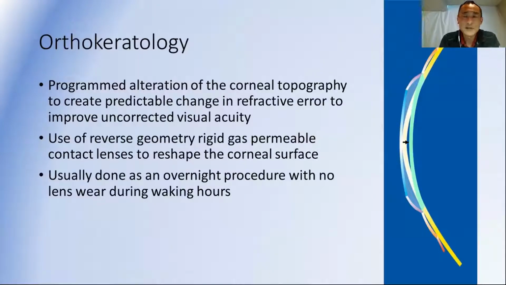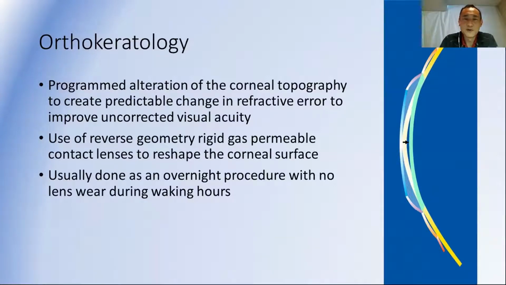So orthokeratology is the programmed alteration of the corneal topography to create a predictable change in refractive error to improve uncorrected visual acuity. Typically, we're correcting myopia, but there are other types of refractive errors that we can also correct by changing the shape of the cornea. And typically, we are using reverse geometry, rigid gas permeable contact lenses to reshape the corneal surface. And these days, it's usually done as an overnight procedure with no lens wear during waking hours, which is a little bit different than how it started out.